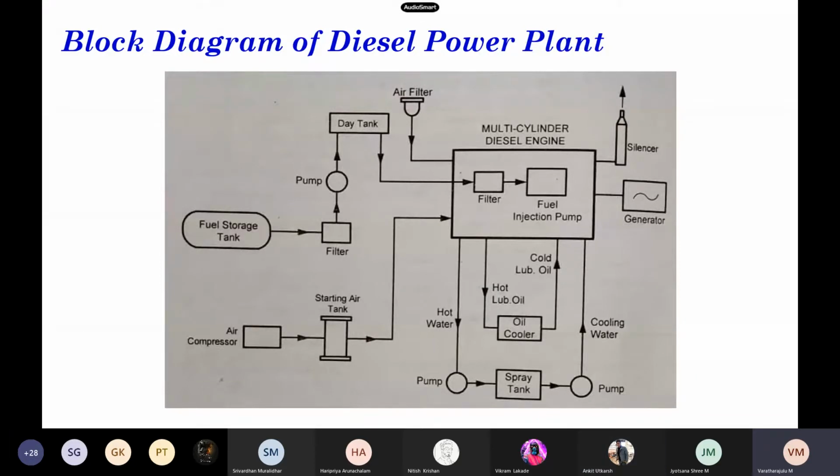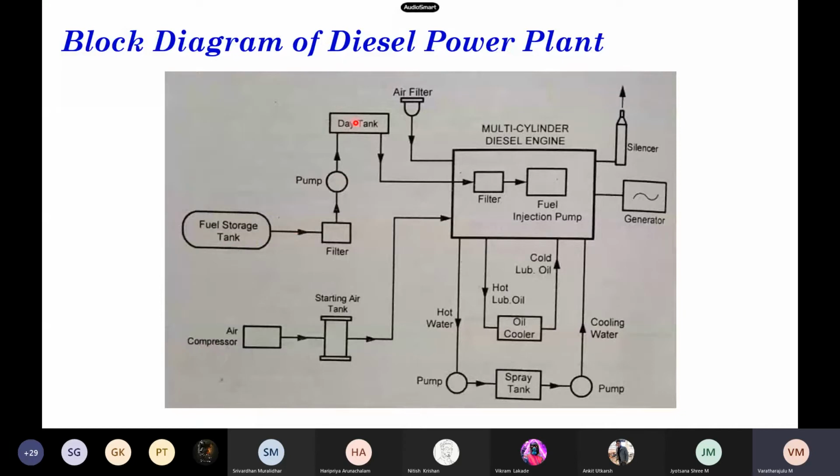In the diesel power plant, there are 7 different circuits to pay attention to, and we'll see them one by one. First we will see the various accessories available in the diesel power plant. This is the fuel storage tank and filter pump, the all day tank. Then the fuel is sent to the filter. Here we have the fuel injection pump, and here we have the air filter. This is the multi-cylinder diesel engine setup.